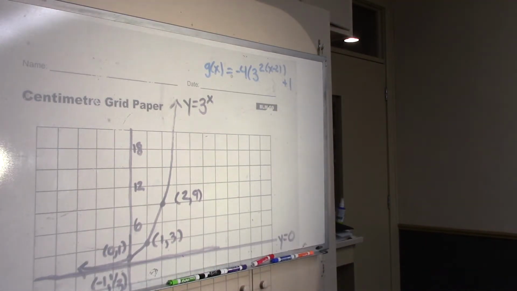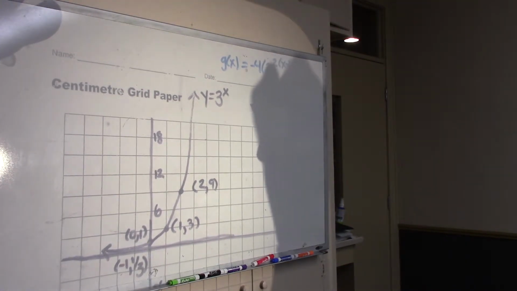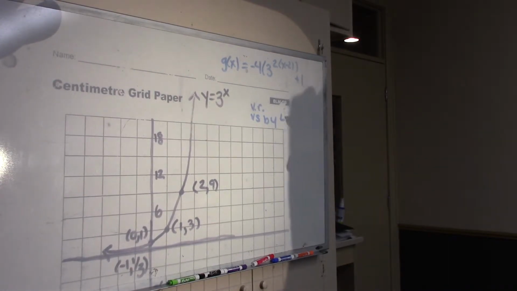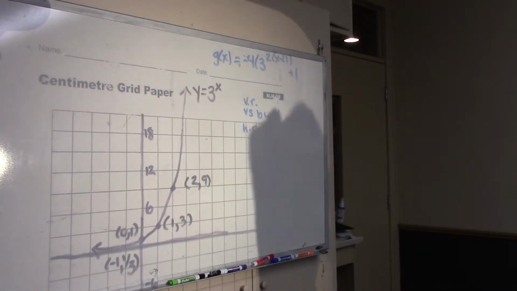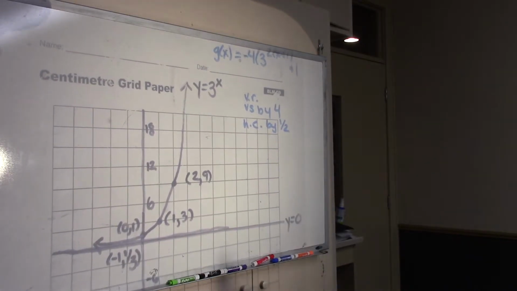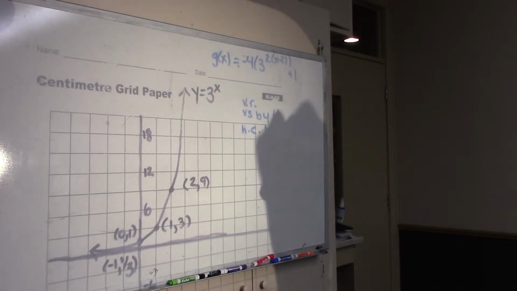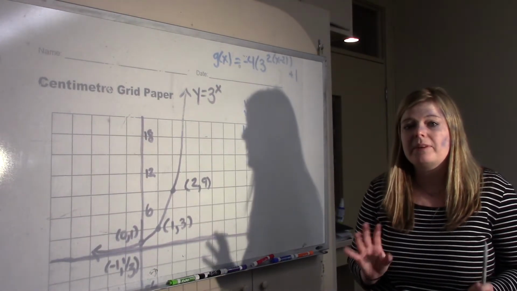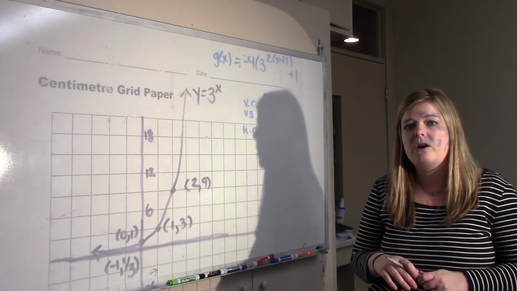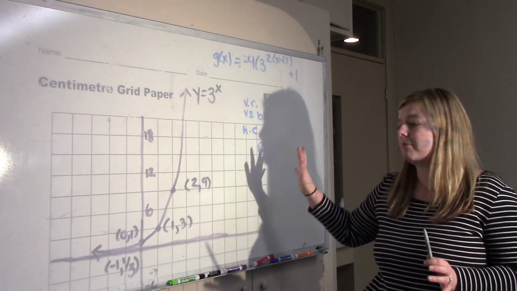So I take a look at this and I think, what is going on here? I'm going to have a vertical reflection, a vertical stretch by 4, a horizontal compression by 1/2, that's what that 2 means. And then I'm going to be going right 2, up 1. If you don't know where I'm getting those parameters from, you need to go back and watch the video on transformations, the one called Transformations, putting it all together, and that will say where all these parameters are coming from.